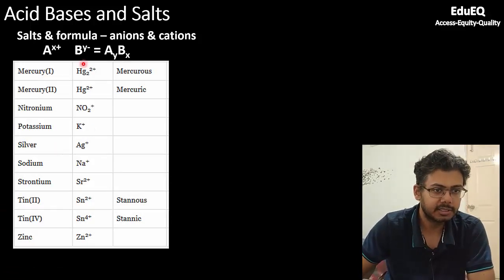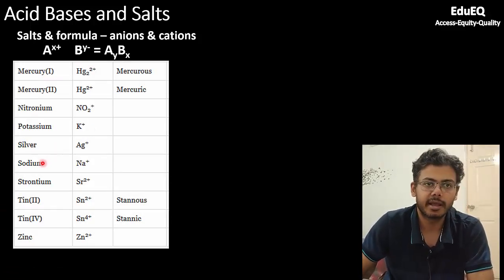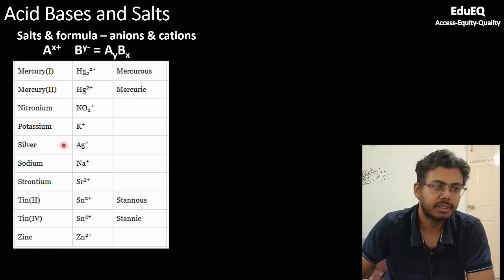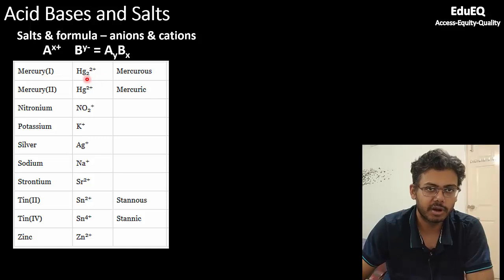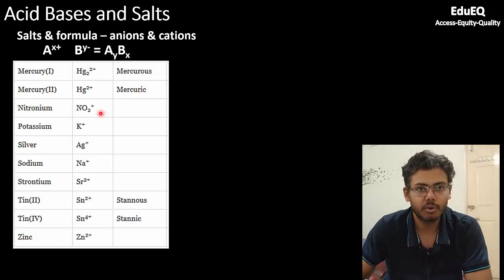So if you can see the list here, first I am listing all the common cations which are generally used. So you can see mercury 1, Hg2 2+, or in other words Hg+, and mercury 2 which is Hg2+ with the oxidation state of +2. Here mercury is in oxidation state of +1. Generally the lower oxidation state is suffixed by -ous, and the higher oxidation state will be suffixed by -ic. So mercurous, mercuric. Nitronium ion is nothing but NO2+.